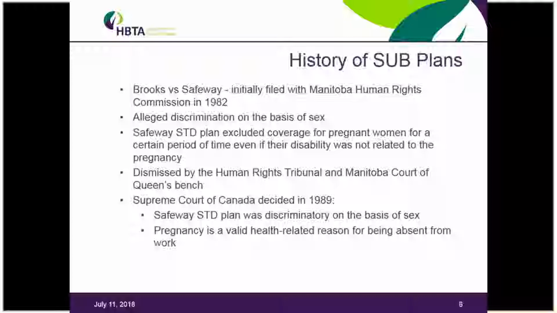So of course the complaint was filed. It was heard by the Human Rights Tribunal and the Manitoba Court of Queen's Bench. Both of those dismissed it. So it went all the way to the Supreme Court of Canada. In 1989, the Supreme Court of Canada rendered a decision, and what they said was that the Safeway short-term disability plan was discriminatory on the basis of sex, and pregnancy is a valid health-related reason for being absent from work.